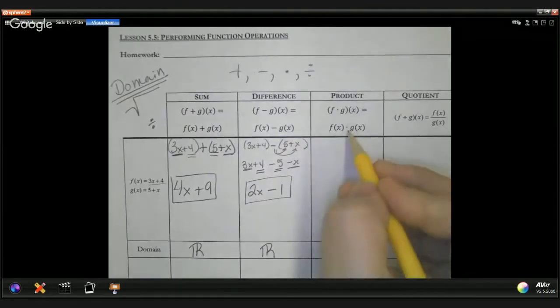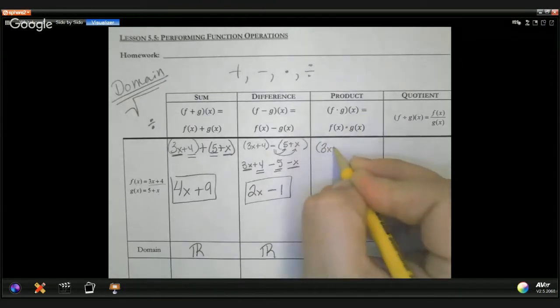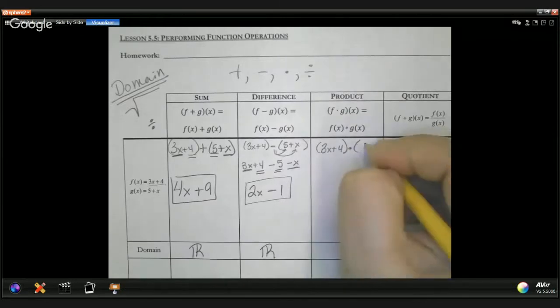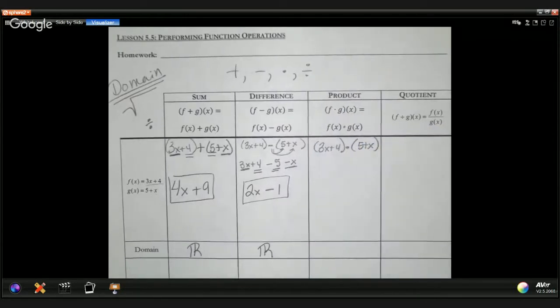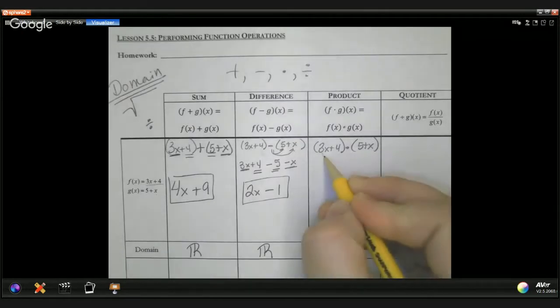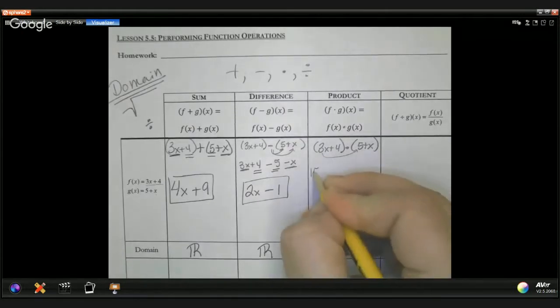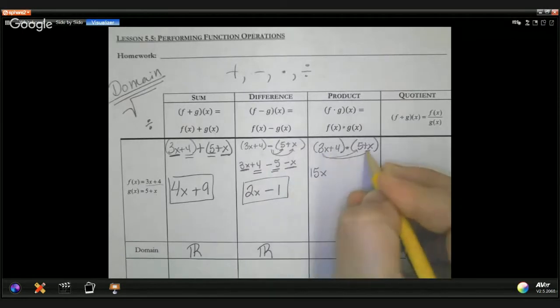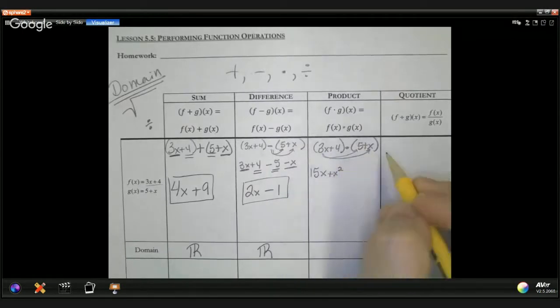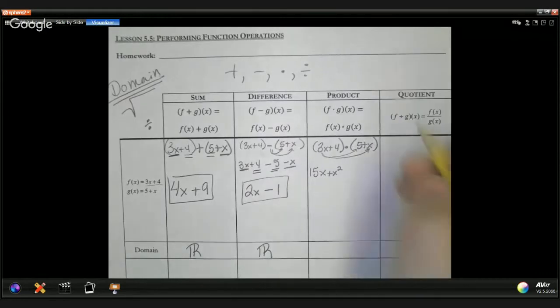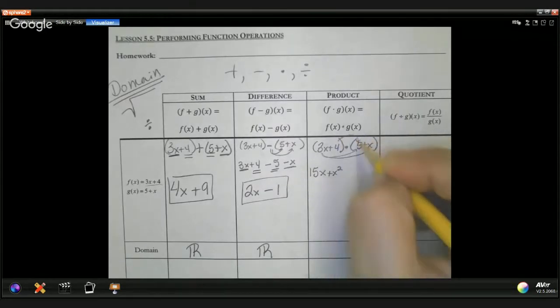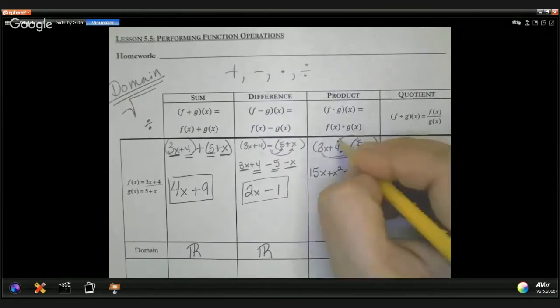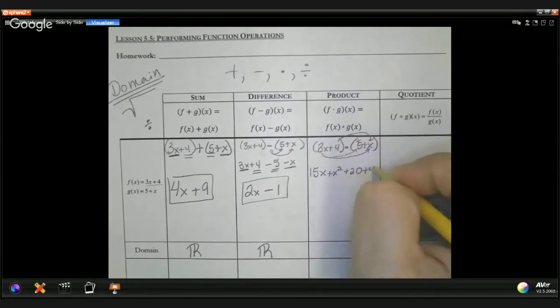All right, for the next problem, I have to find the product, which is multiplying. So I'm going to do 3x plus 4 times 5 plus x. And so when you multiply, you can use FOIL, you can use our square that we've done, or you could distribute. I just like to distribute. So 3x times 5 is 15x. 3x times x is x squared. I've distributed 3x to everything, so now I need to distribute the 4. 4 times 5 is 20. And 4 times x is 4x.